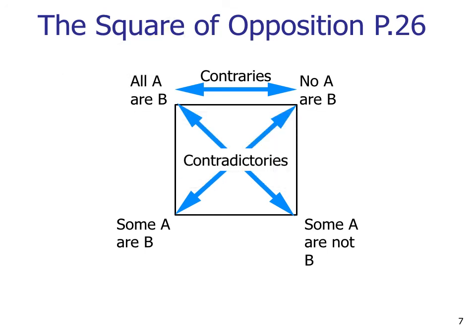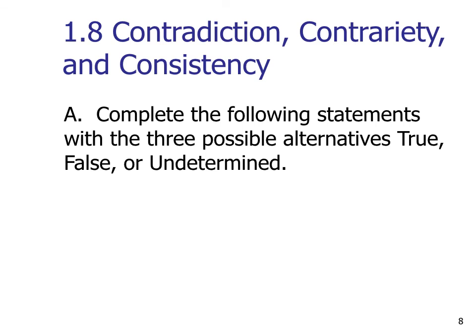So here is your square of opposition, your relationships, contraries and contradictories. And the homework is going to ask you to complete the following statements with three possible alternatives: true, false, or undetermined.